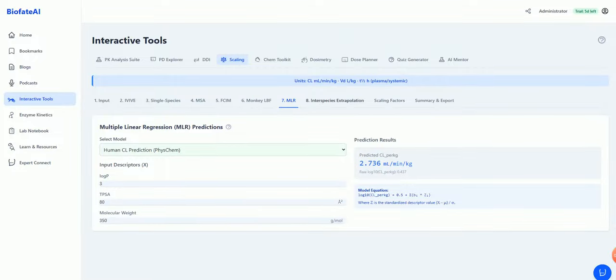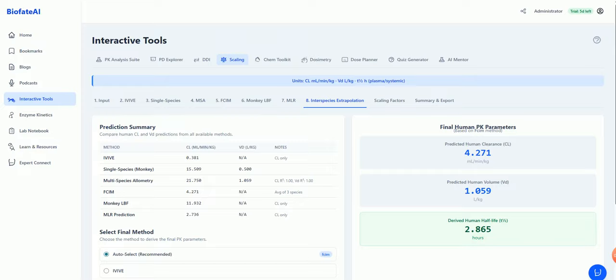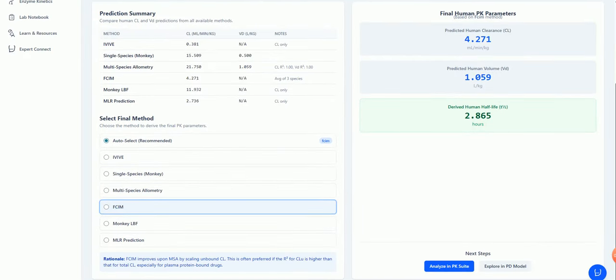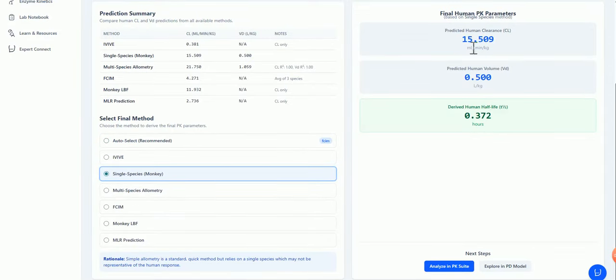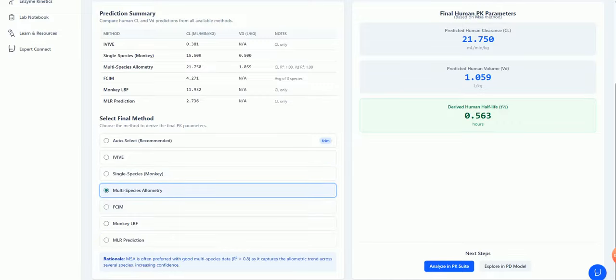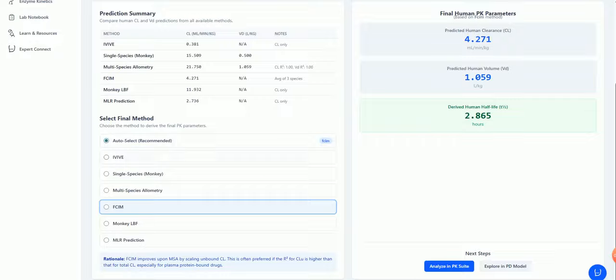Now, let's bring it all together. The extrapolation tab compares predictions from IVIVE, allometry, and other methods. The system automatically recommends the best fit, but you have full control. We'll stick with the auto-selected parameters. Here is a predicted human clearance, volume of distribution, and half-life.